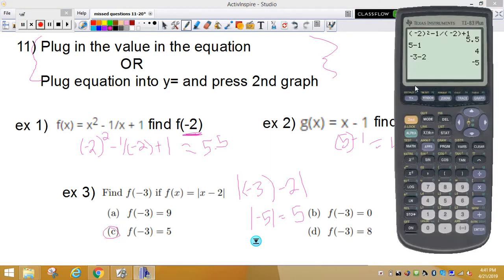Now let me show you how to type in absolute value in your calculator. You're going to press second 0, and that very first one means absolute value. So hit enter. Now mine comes up ABS. Some of your calculators will actually have the lines, and then it'll be where you can click inside of it. So I'm going to type in x minus 2 and close my parentheses.